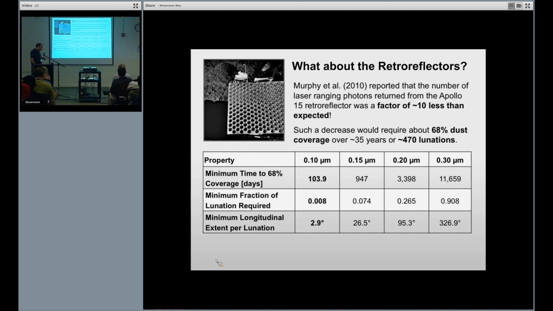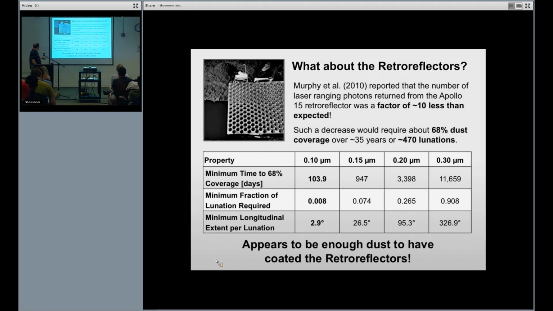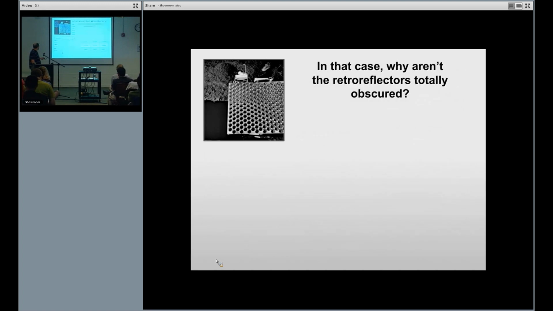So the minimum time to cover 68%, say for a 0.1 micron gain, is about 104 Earth days. And so the minimum fraction of each lunation required to reach that over 470 lunations is only about 0.008 of a lunation, which corresponds to a longitudinal extent each orbit of having active dust transport of about 3 degrees. So that's really not much. So basically, it appears to be quite plausible that there's enough dust to have coated these retroreflectors.